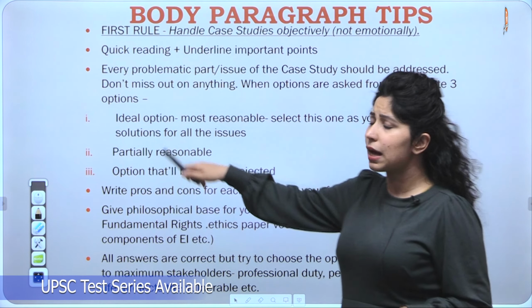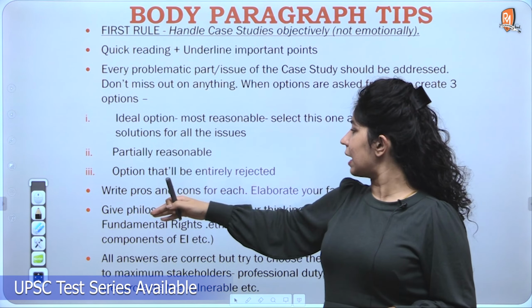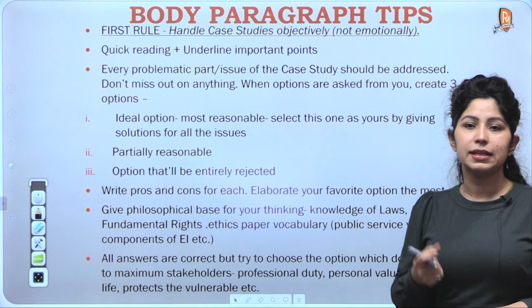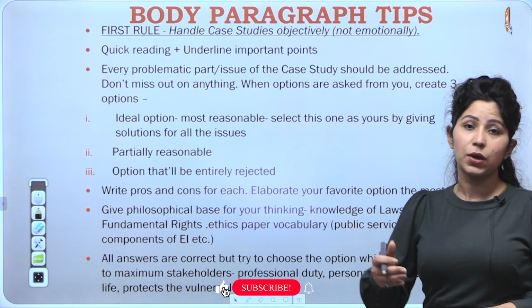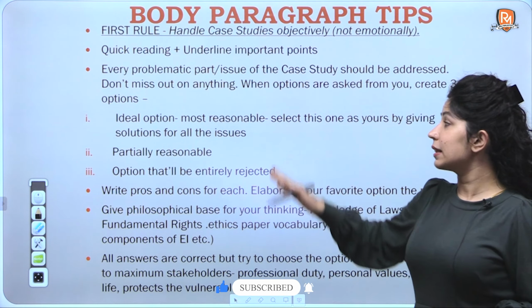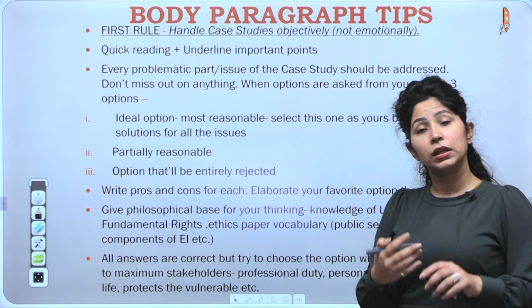The first option should be the ideal one, or you can keep it the last one. The ideal option should be the most reasonable one. This will be selected by you at last, that this is the most ideal option and this is what Sunil should take, and this option should be elaborated the most.